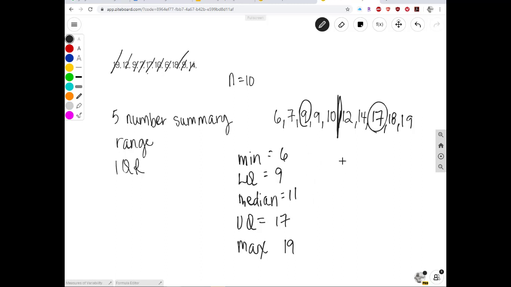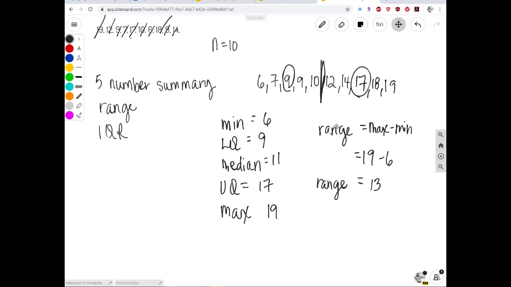For my range, I'm going to take my maximum minus my minimum. So that's going to be 19 minus 6, and that is going to be 13. That's my range. Let me scooch this up a little bit more.